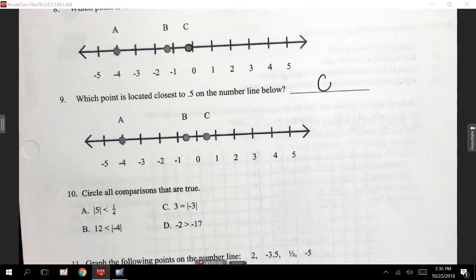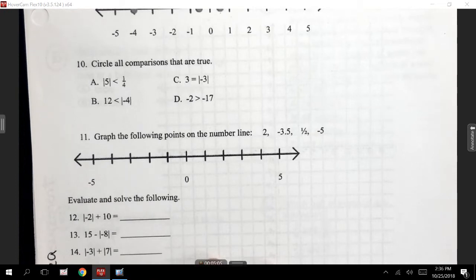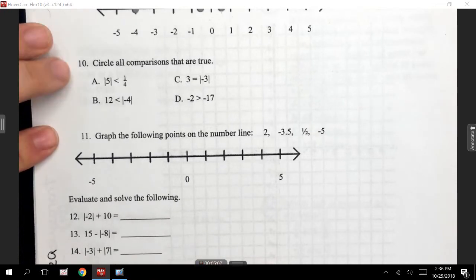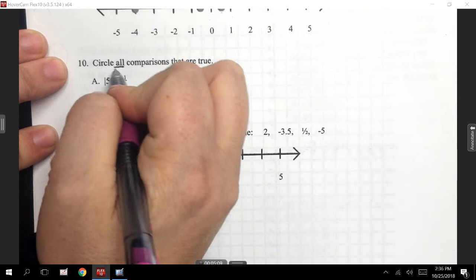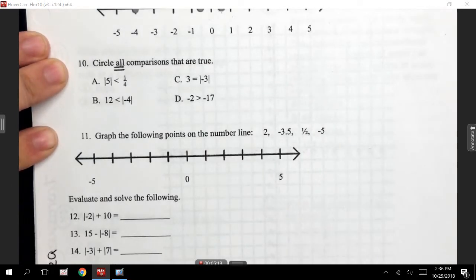All right, number 10 is another one that's kind of giving some people some trouble. All right, on number 10 it says circle all the comparisons that are true.